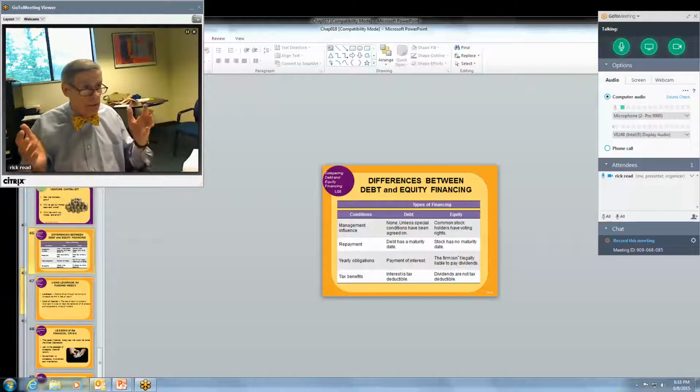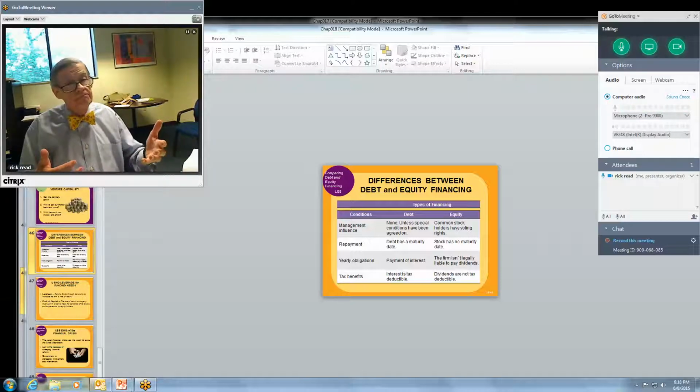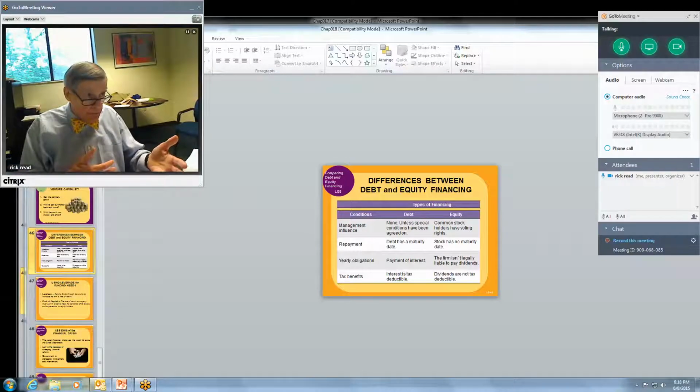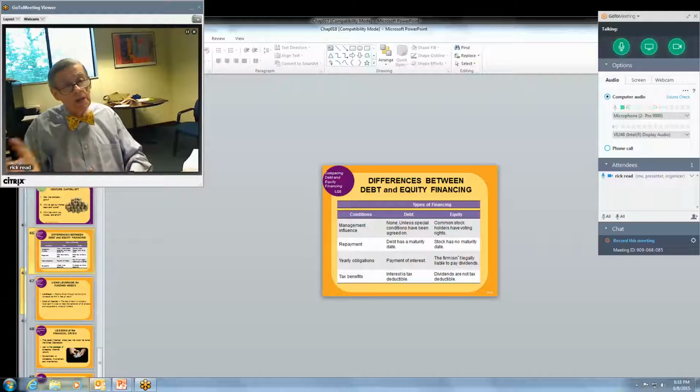Repayment: with debt, you have to repay at the maturity date, and you have to pay the interest that goes along with it. Stock doesn't have a maturity date. Payment of interest, already talked about. There isn't any for stock. You do get a tax benefit on the interest that you have to pay on debt, mostly bonds; you do not have it on stock. And if you pay dividends, there's tax that has to be paid on the dividends.